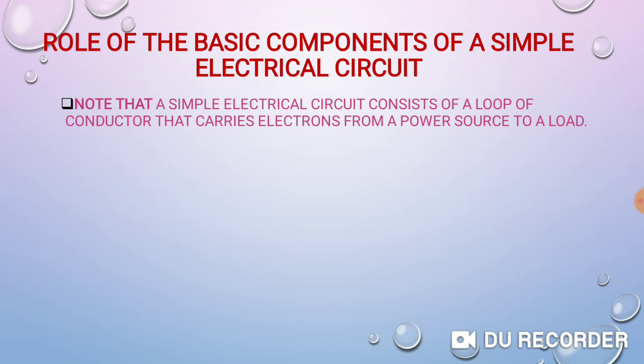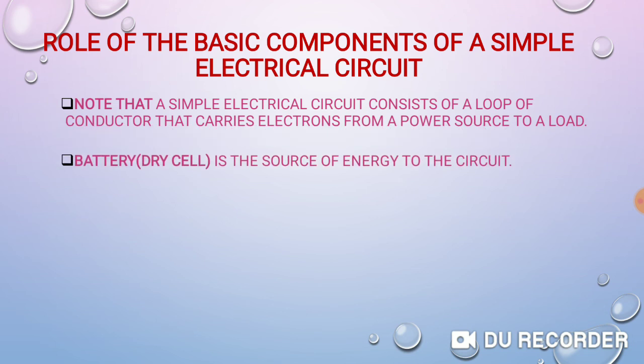Now, the electrons will flow from a power source like the battery to a load. The word load I will explain later. So let's go over the definition. A simple electrical circuit consists of a loop of conductor that carries electrons from a power source to a load. Okay. Now we'll look at the battery as the source of energy, or the power source, to the circuit.